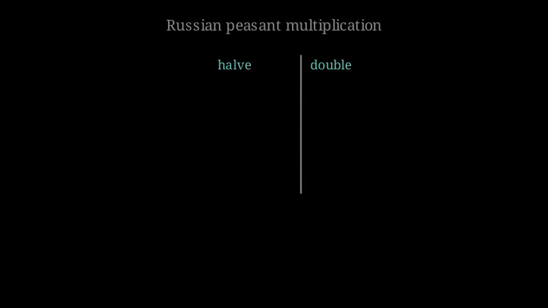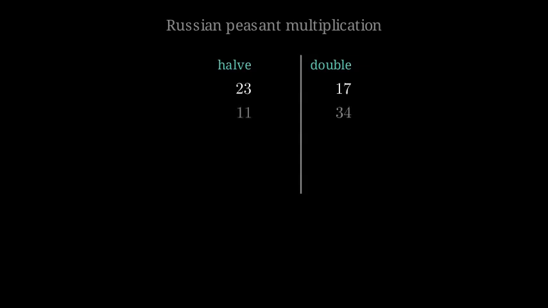To multiply 23 by 17, Russian peasants used a method that needs no times tables. No times tables at all, then how do you multiply anything? Watch, write the two numbers side by side. Then repeatedly halve the left column, dropping any remainder, and double the right.